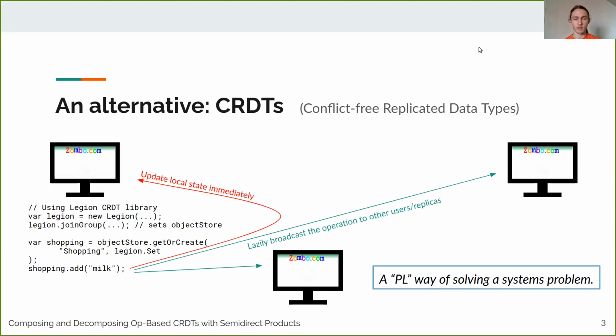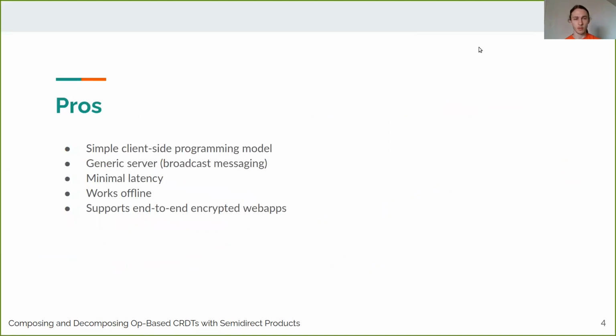And CRDTs are neat because they're a programming language's way of solving a systems problem of how to build these applications with shared state. And in particular, the way you design them is principled and mathematical. So at least in theory, it should be harder to introduce bugs when you use them. So some pros: you have this simple client-side programming model, like I described, where you basically just switch out your ordinary data types with CRDTs, and then they run on top of a generic server. They have minimal latency, they work offline, and can support end-to-end encryption.